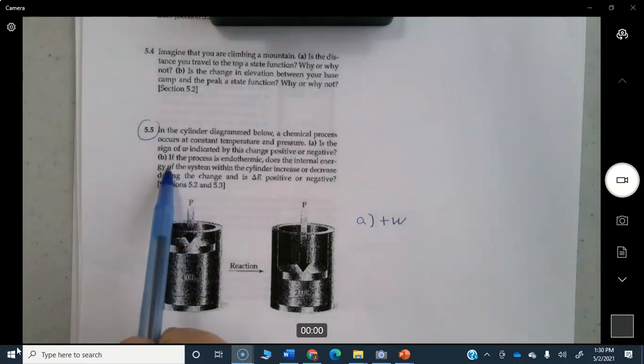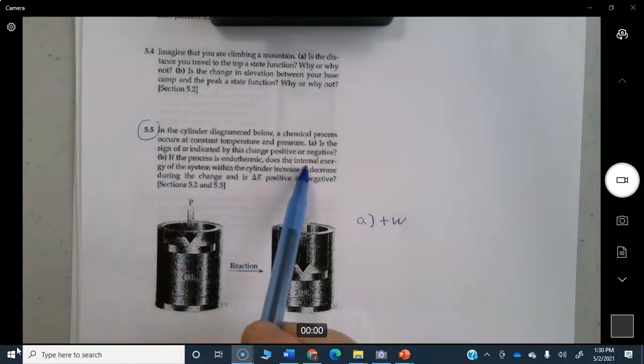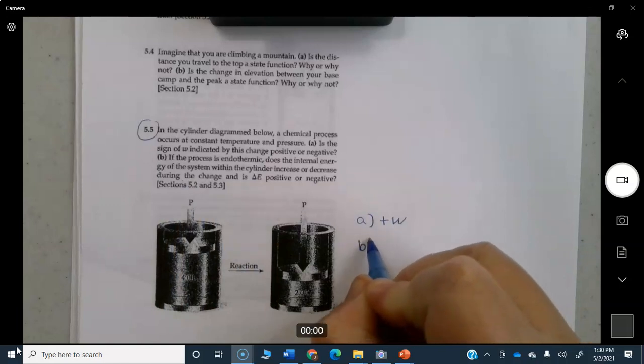All right, if the process is endothermic, that means heat is going in, does the internal energy of the system within the cylinder increase or decrease. Again, we have this formula.